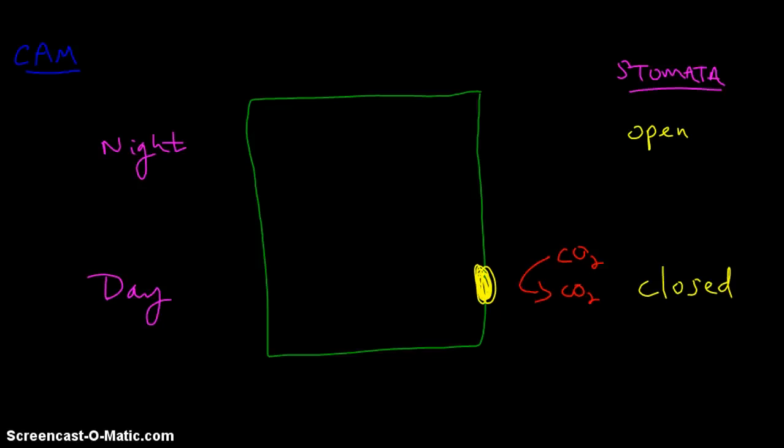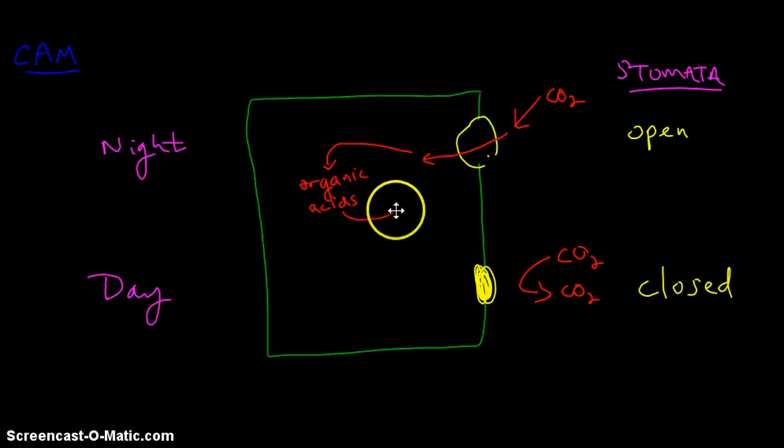Now, at night, the stomata will open, and this will allow for the absorption of CO2 into the plant. What happens to this CO2 when it enters the plant is that it will be taken into a series of reactions that produce organic acids. So this carbon from carbon dioxide will initially be fixed in these organic acids.